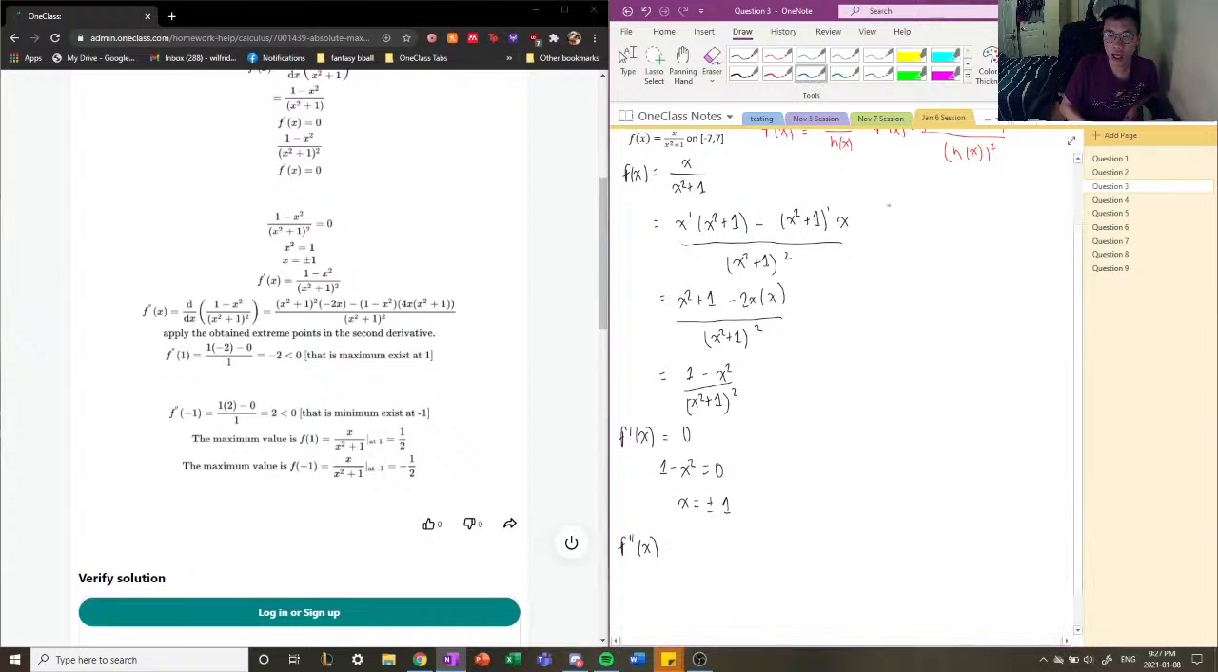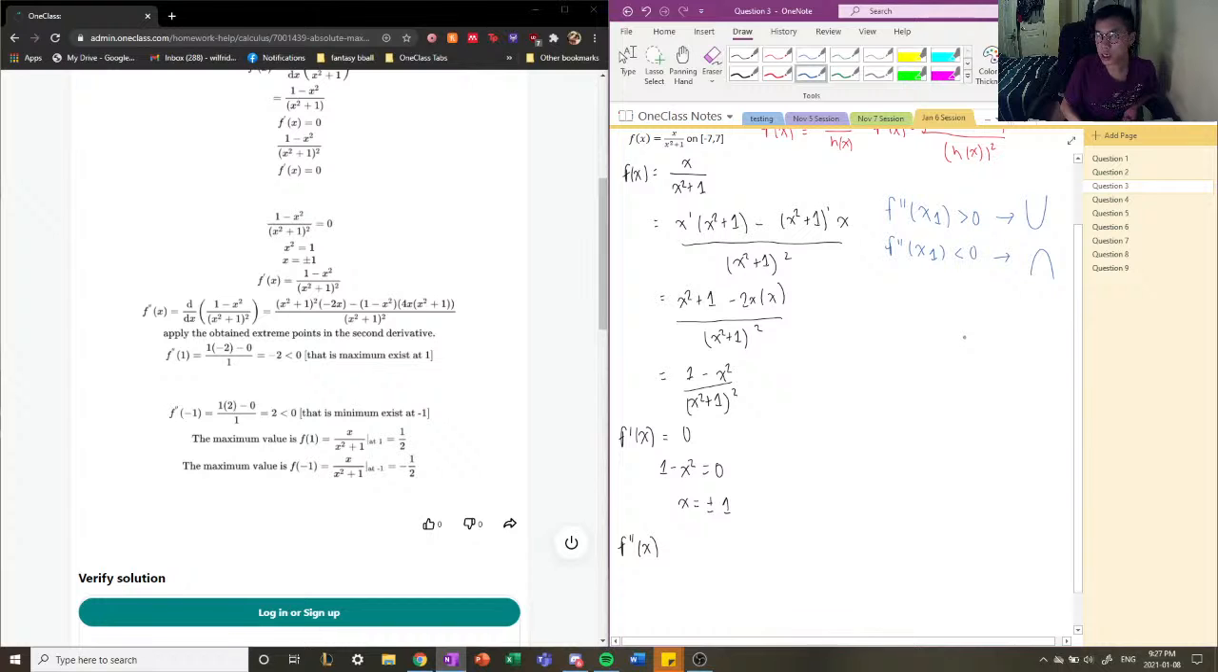If f double prime of, let's say, x1, so let's say this is a critical point, x1, is greater than 0, that means that it's concave up. And concave up means that it looks like a U shape. So the function is like a U shape at that point. If instead it is less than 0, that means it's concaving downwards like this. So it's a sad face. It's an upside down U shape.